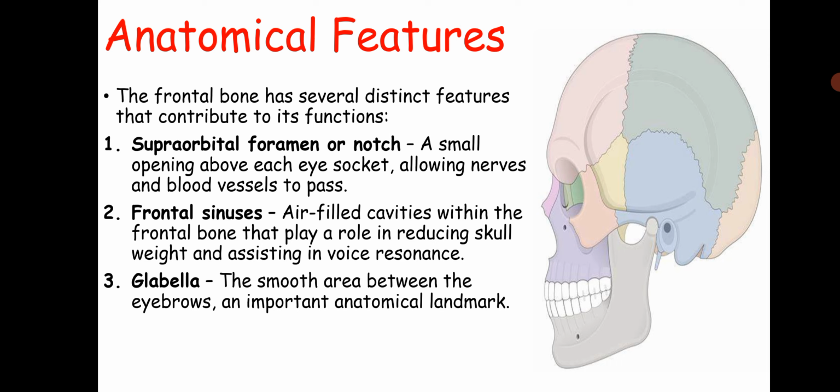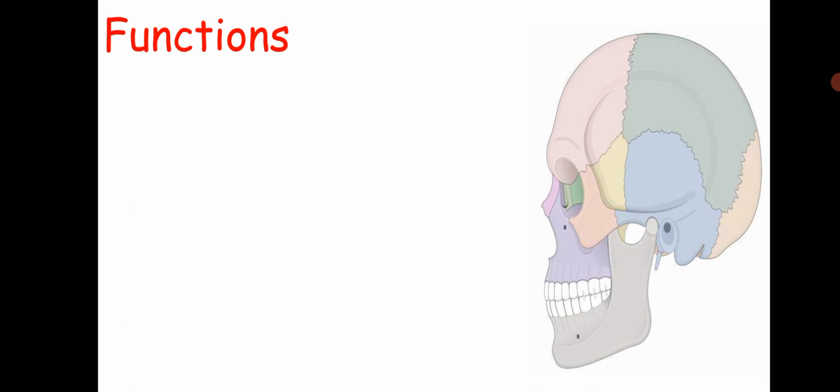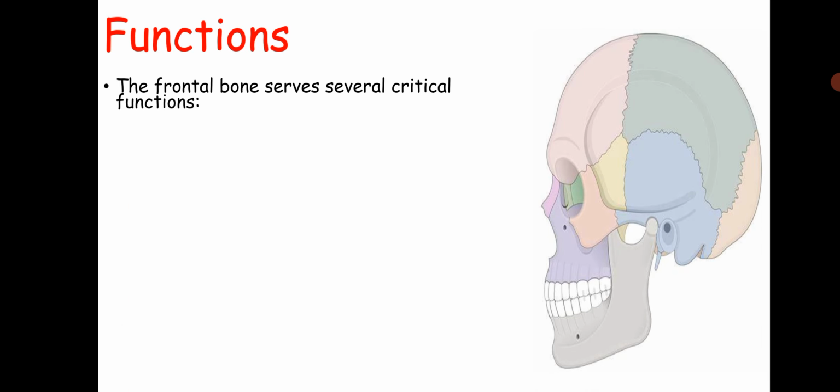Next, in anatomical features we have glabella, that is basically the smooth area between the eyebrows that is an important anatomical landmark. Next we have coronal suture, that is a junction between frontal bone and parietal bone that forms the key structural boundary. Now let's talk about functions of frontal bone.